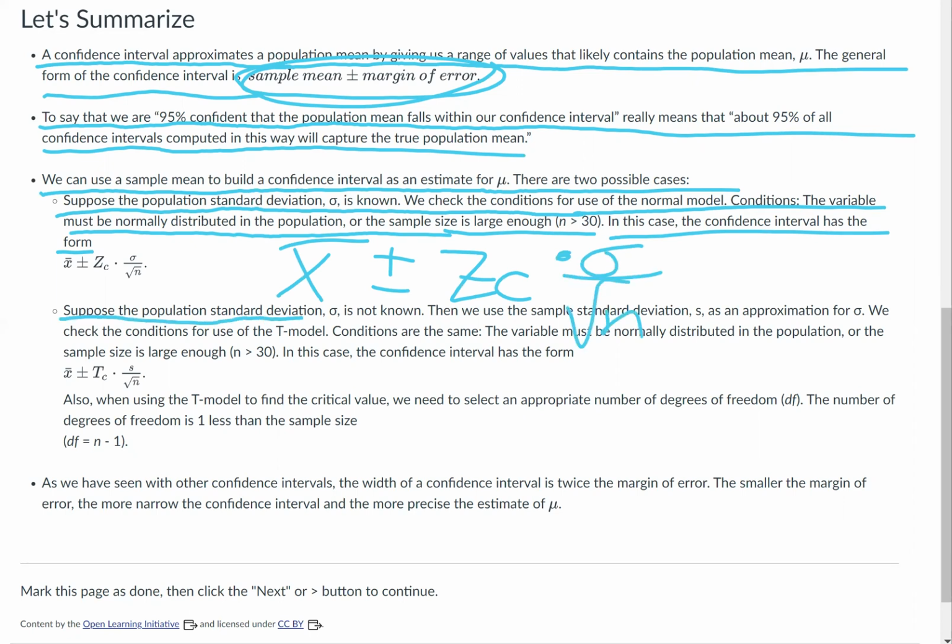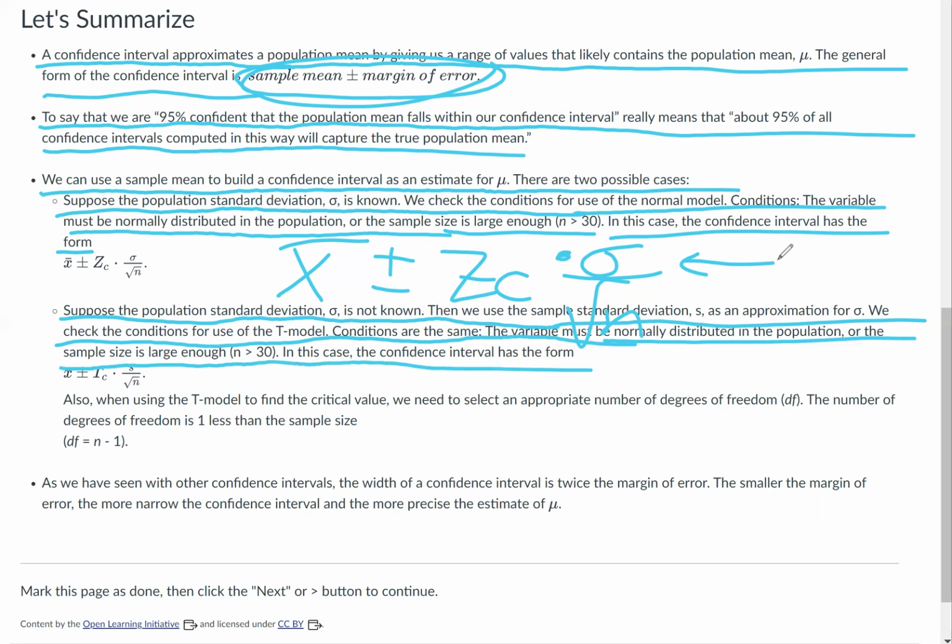Suppose the population standard deviation sigma is unknown. Then we use the sample standard deviation s as an approximation for sigma. So instead of sigma here, you'd see s. We also check the conditions for the t model. Conditions are the same. The variable must be normally distributed in the population, or the sample size is large enough, greater than 30. In this case, the confidence interval has the form, almost the exact same thing.